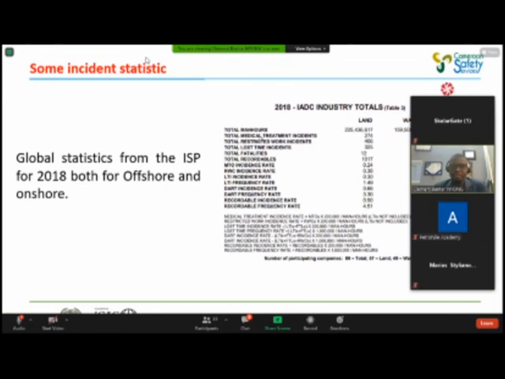Now, the statistics in terms of this are those from 2018, published by the IADC through the ISP program. If you can see here, the total number of working hours for land operation has been 225,436,617 man hours, total man hours. Okay. For water is 159,508,289, giving a total of 284,944,906.